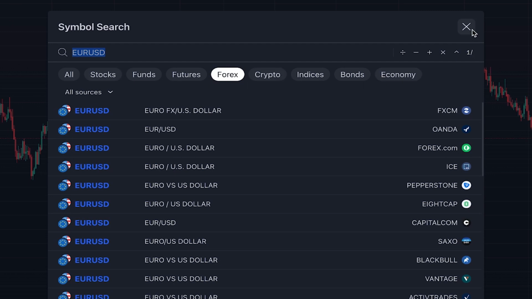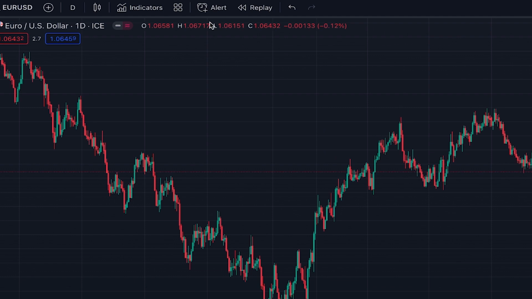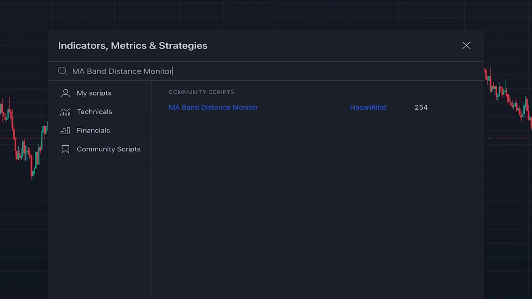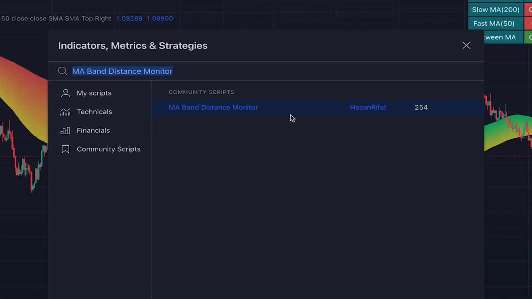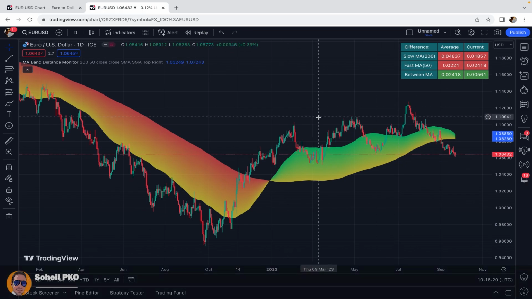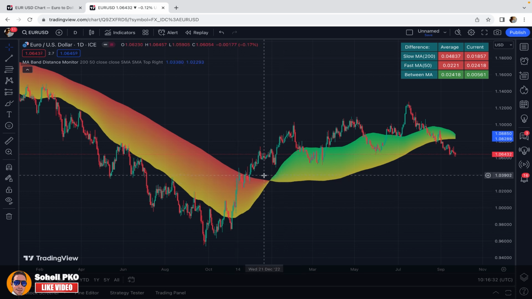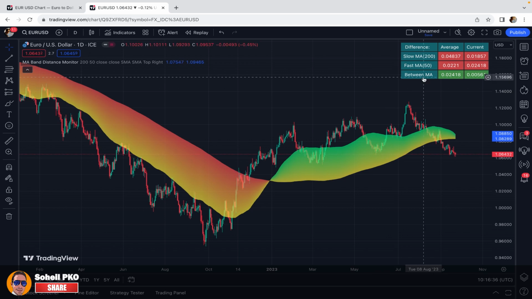In this trading strategy, we have two indicators. The first one that we want to add is the MA band distance monitor, this one, which is written by someone named Hassan Rifat. Alright, this is the indicator, and basically nothing new or complicated. It's just a combination of two moving averages with some information about the distance between them.